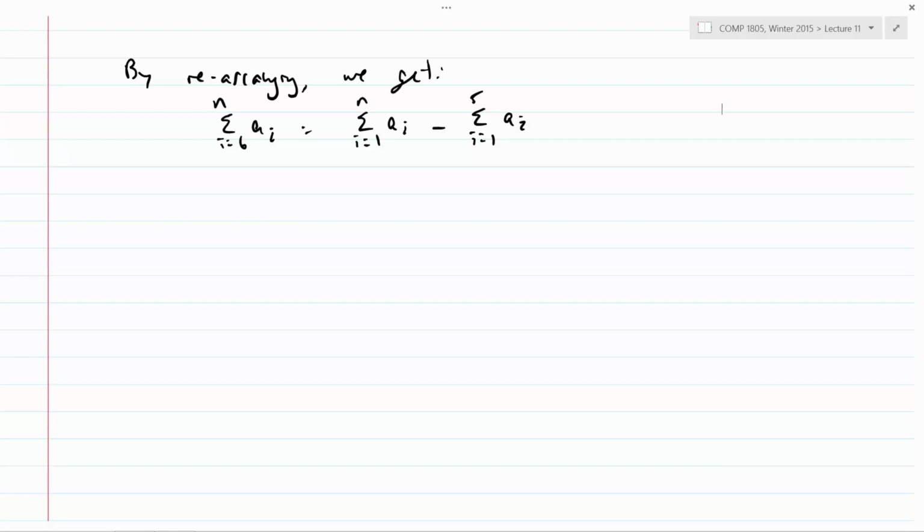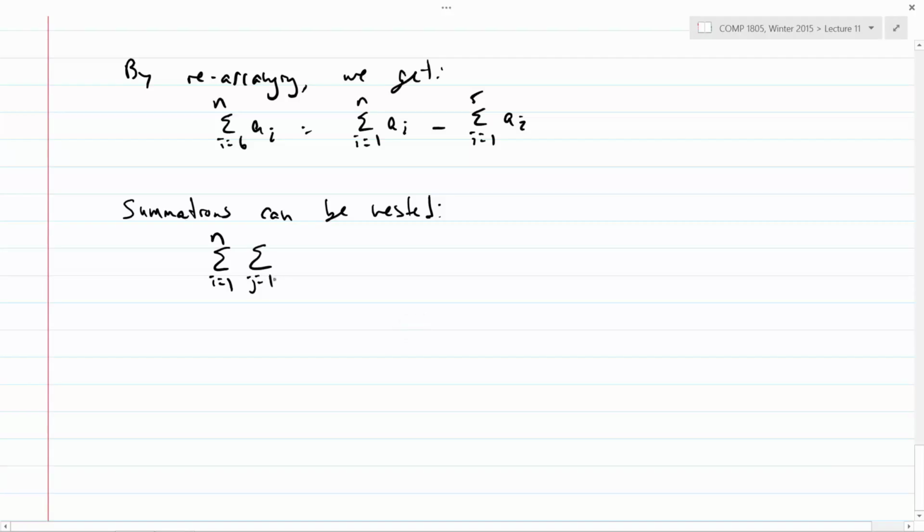Another thing that you'll encounter is nested summations. So summations can be nested. What this means is I could have the sum from i equals 1 to n of the sum from j equals 1 to n of, I don't know, let's say i times j.